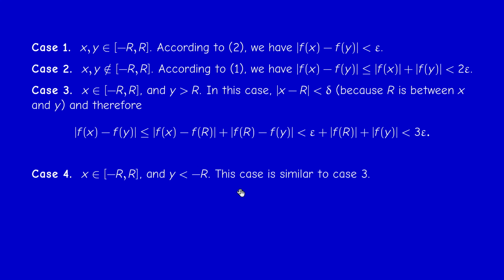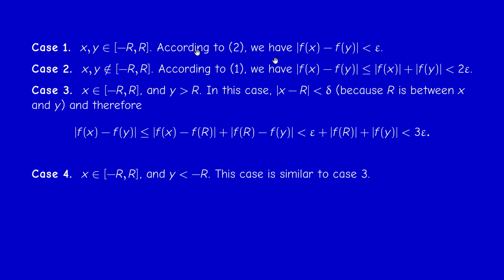Okay, case 4 is just similar to case 3. Here we have y less than minus r less than x. So it's completely similar. These are the whole cases. Now, of course, you may say, what if y is between minus r and r, and x is outside? It's the same thing, you just relabel. Call x the variable which is between minus r and r. So these 4 cases cover all the possibilities.